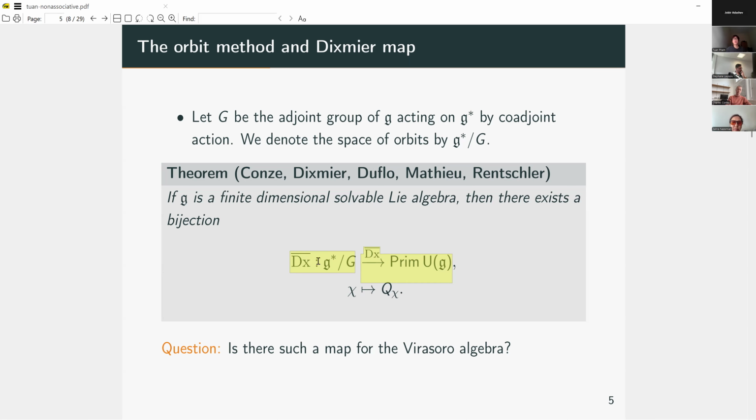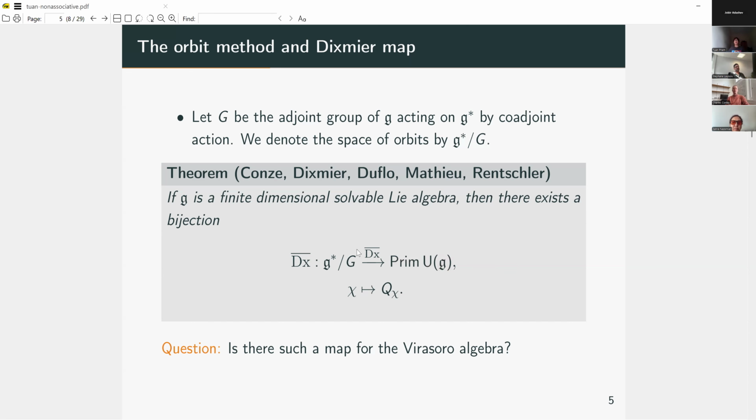So in fact, I should say that this is a homeomorphism. There is a quotient Zariski topology one can put on the coadjoint orbit space, and a sort of Zariski topology, also known as the Jacobson topology, you can put on the primitive spectrum, and it is proven that the Dixmier map is also a homeomorphism between them. But for the purpose of this talk, we're just going to consider the spaces without the topology.